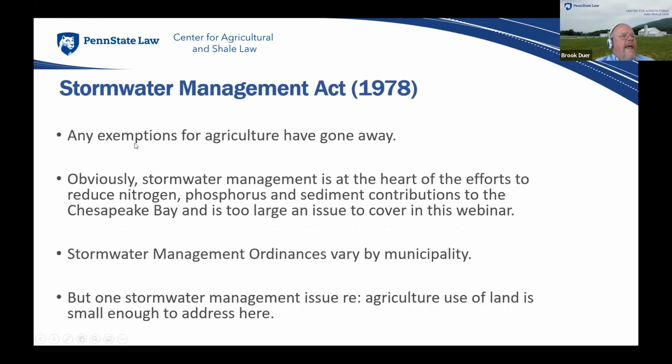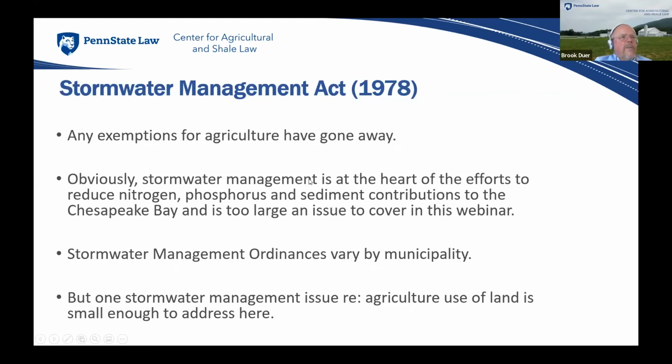Okay, Stormwater Management Act. All the exemptions for ag for stormwater management plans went away years ago. It was a gradual process of just eroding the size of the impervious surface or disturbed surface that you needed to have. And now it's simply become, there are no ag exemptions any longer.